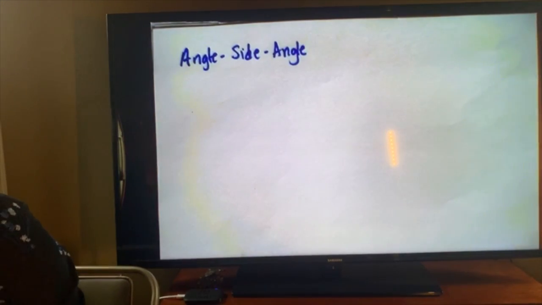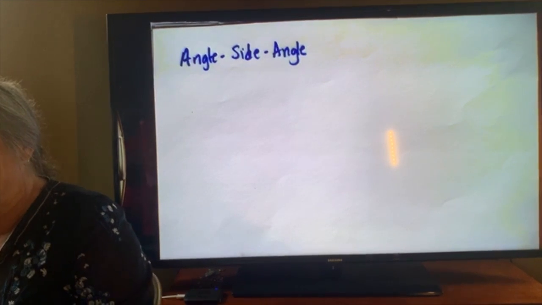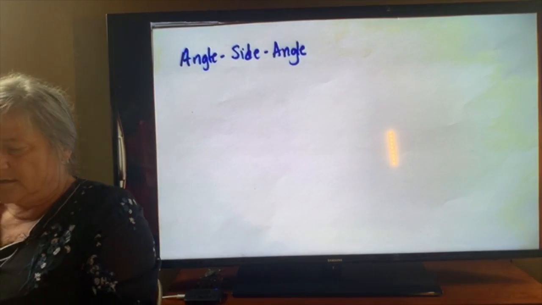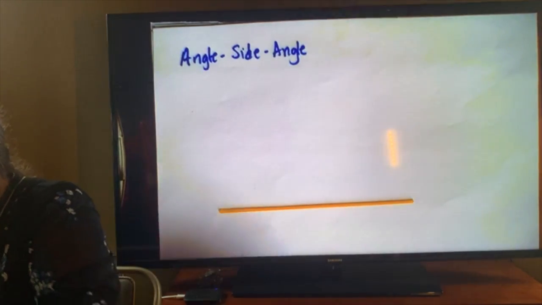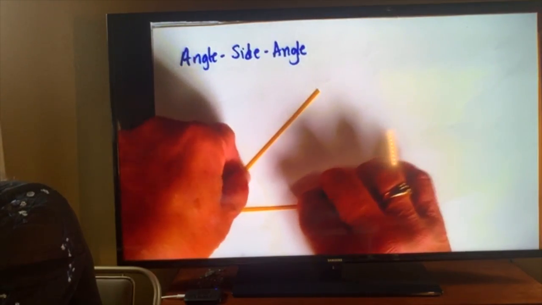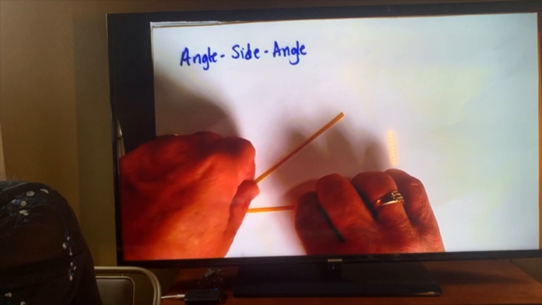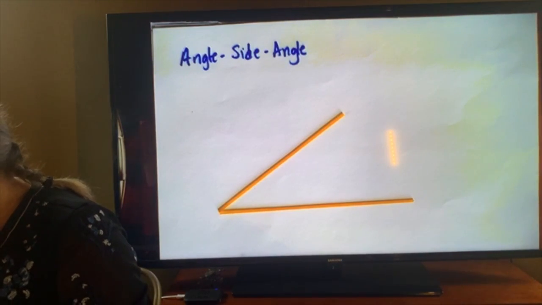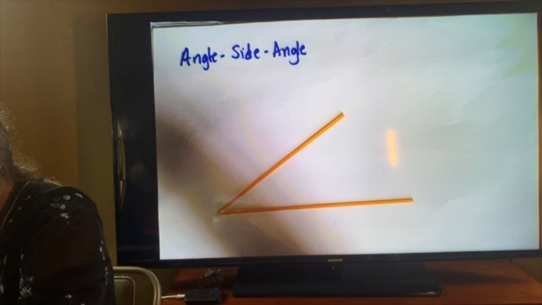And so if we have an angle and a side and an angle, let's see what something like that looks like. So I'm going to use my spaghetti again. So I'm going to make an angle here, and I'm going to tape this down just so that it doesn't move away.